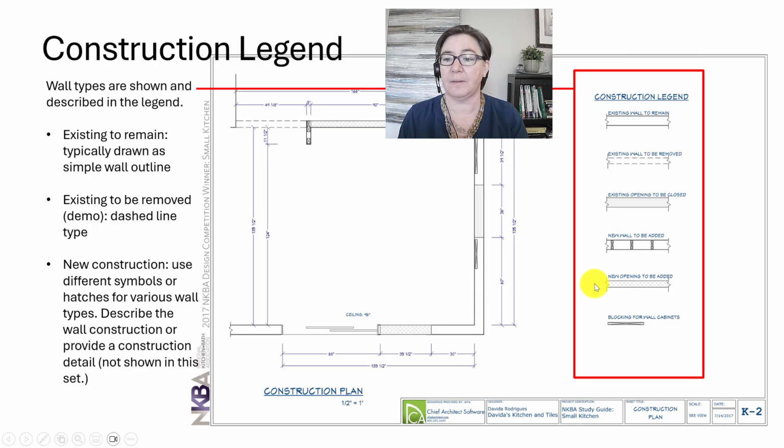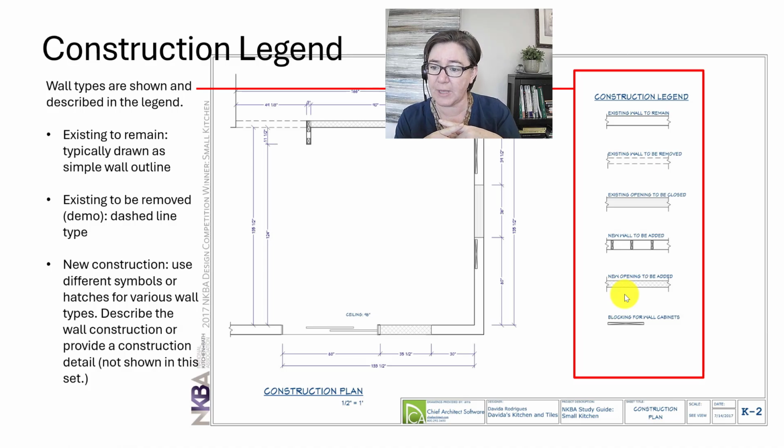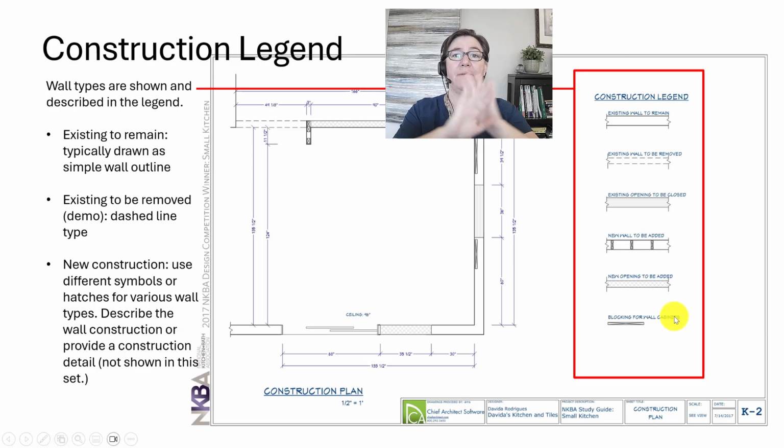There is a new opening to be added. This is again specific to NKBA standards. It's got a diamond shape pattern, and this is when you have an existing wall but you're cutting a new window. There's also a symbol here for blocking for wall cabinets or for anything else, and it is a rectangle the length of whatever it is that you need, and it's got an X in it.